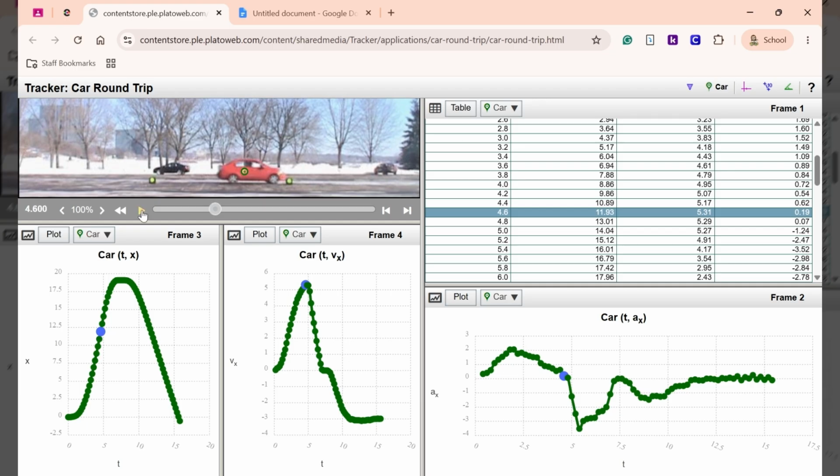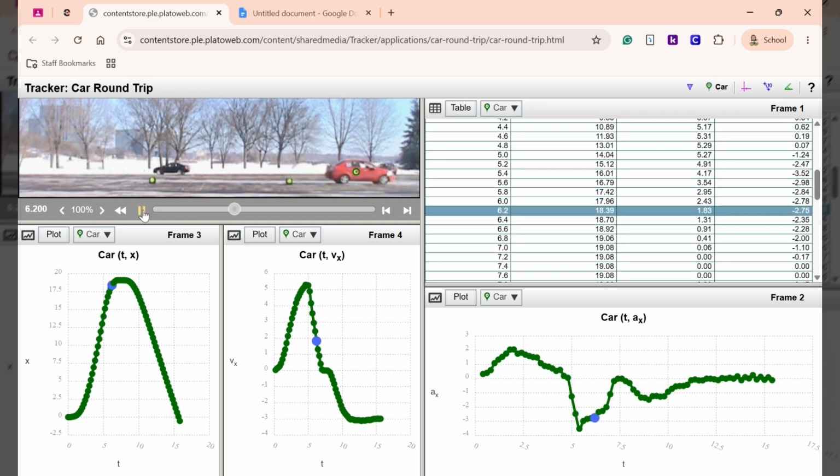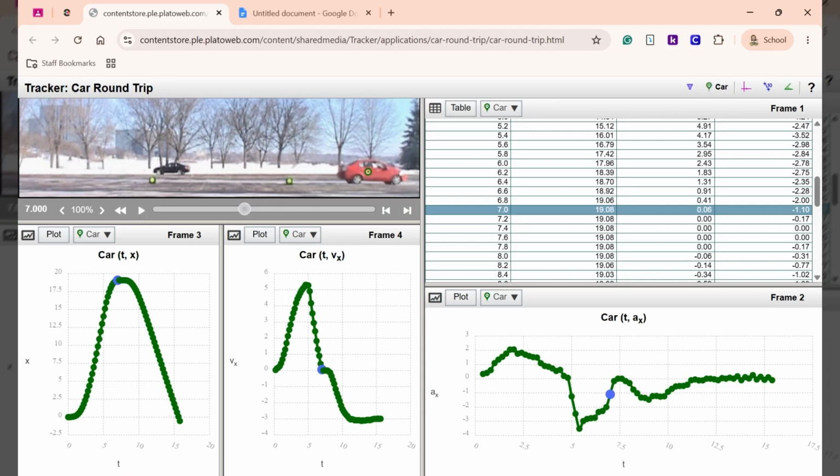Near the top, the graph starts to flatten out. You can see it's flat right there. That means the car is starting to slow down. At the highest point, the car stops for a moment and then changes direction.